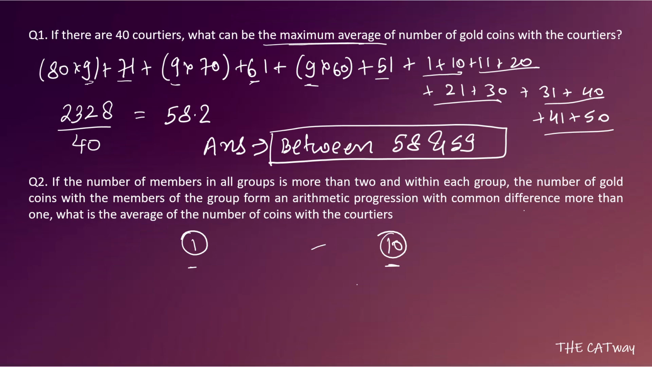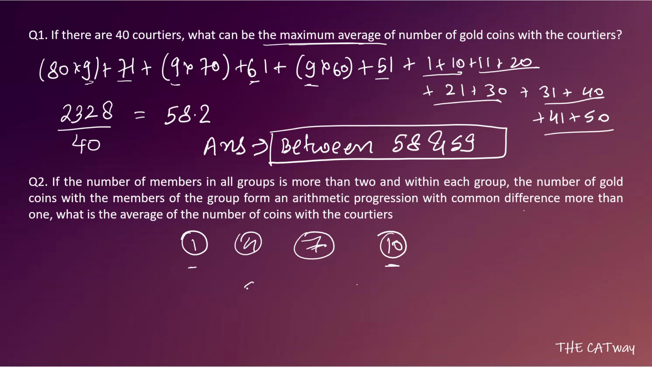Next, we can check for 4. So let's check it for 4. If we have 1, then we will have 7, and after that we will have 10. Now we are getting a valid case. Okay. Let's check it out, we need to be sure that there is no other possibility.